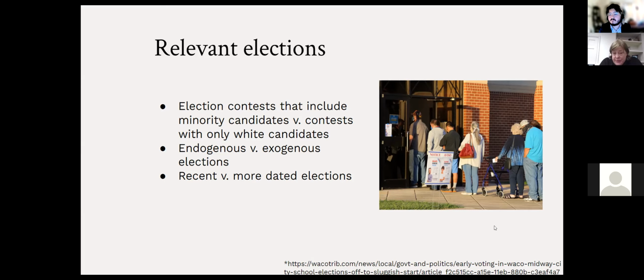But sometimes those districts don't even have minority candidates who have competed, and then in that case, exogenous elections are going to be very important. Finally, in terms of recent and more dated elections, obviously the more recent in time, the better. But if you have minority candidates that have only competed, say, 6, 7, 8 years ago, then you're going to go back in time as long as it takes to get a sufficient number of elections that included minority candidates, if this is possible.